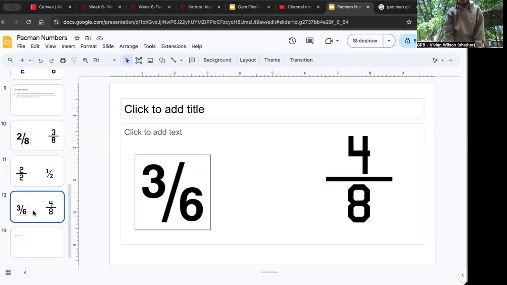Lastly, we have 3/6 and 4/8. Now, the denominator is different on this one, but we can see 3 is half of 6 and 4 is half of 8. So both of these fractions are the same as 1/2, and they are equal to each other. So we're going to keep our arms out, and we're going to spin around to show that they are equal to each other.